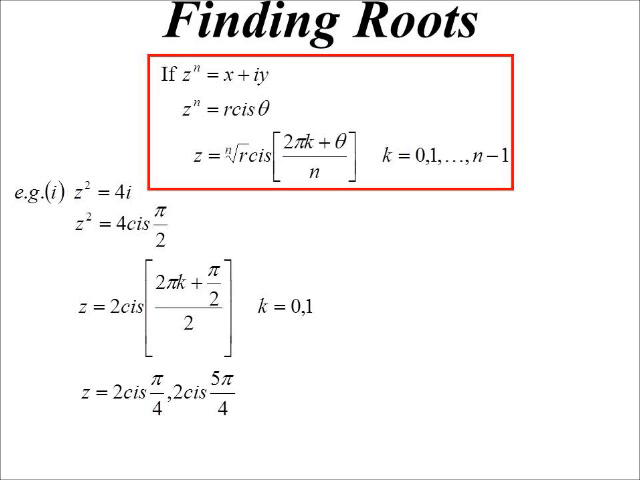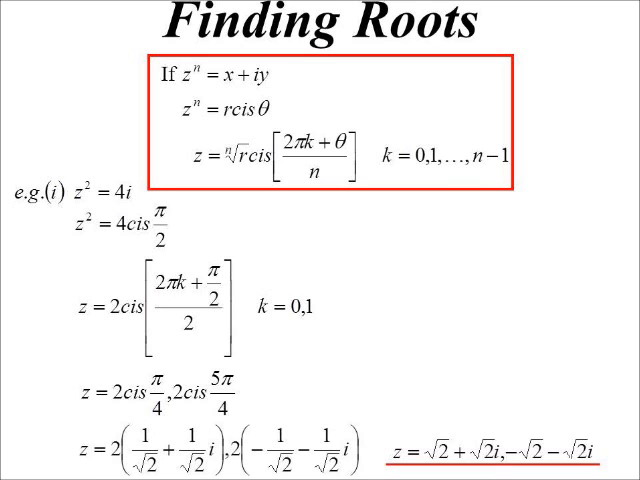It would work just as well, but they just would be stupid numbers to pick. Okay, so we end up with, if k is 0, pi on 2 over 2, which is pi on 4. If k is 1, we end up with 2 pi plus pi on 2, which is 5 pi on 2, divided by 2. We get 5 pi on 4. So there's our 2 square roots in mod arg form. If we were to calculate them out, cis of pi on 4 is 1 on root 2 plus 1 on root 2 i. And the other one's minus 1 on root 2, minus 1 on root 2 i, and we end up with root 2 plus root 2i, minus root 2 minus root 2i.